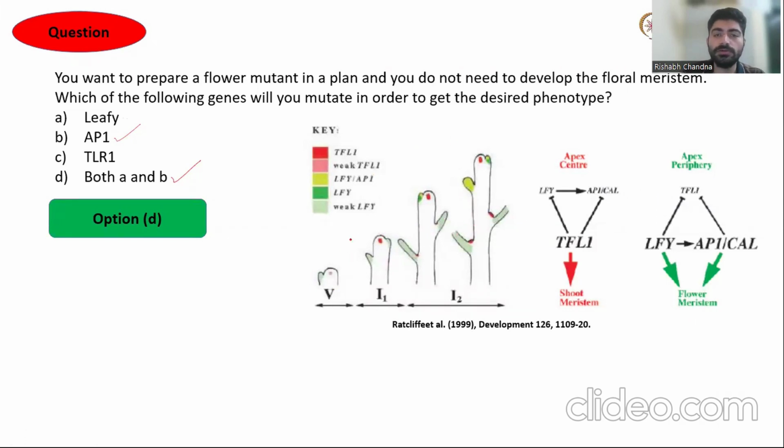Okay, so in this figure we can also see that TFL1 is present at the branches, which does not allow the plant to develop a floral meristem. That is, it is a negative regulator of the floral meristem. And LEAFY as well as AP1, that is yellow or green, are present over the top, which helps in the development of the floral meristem. Okay.